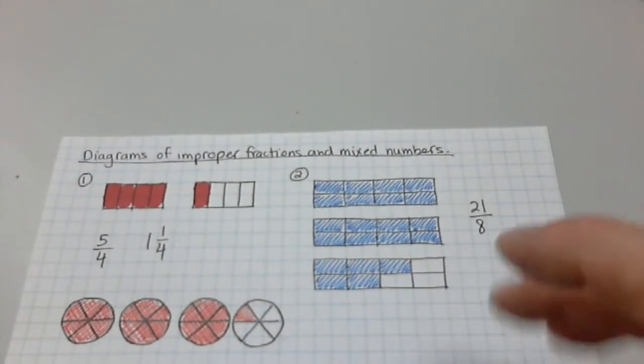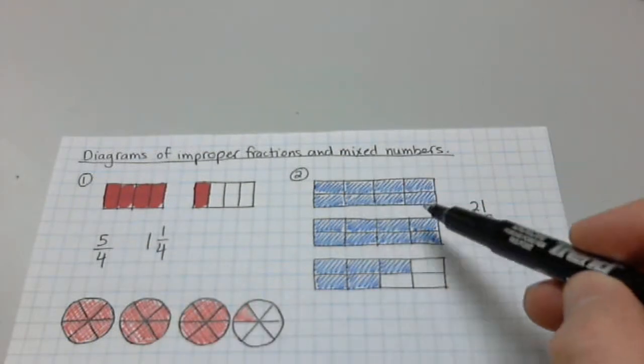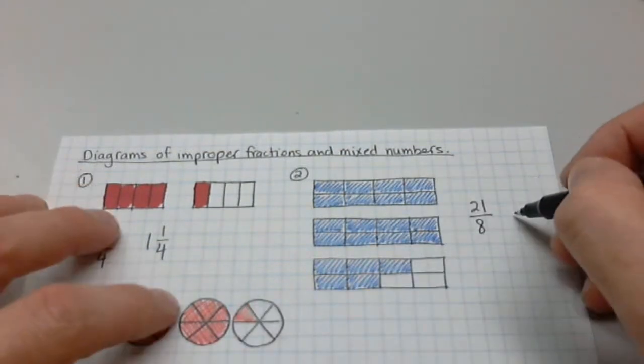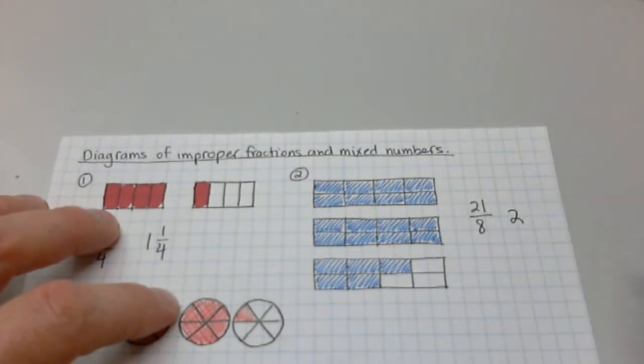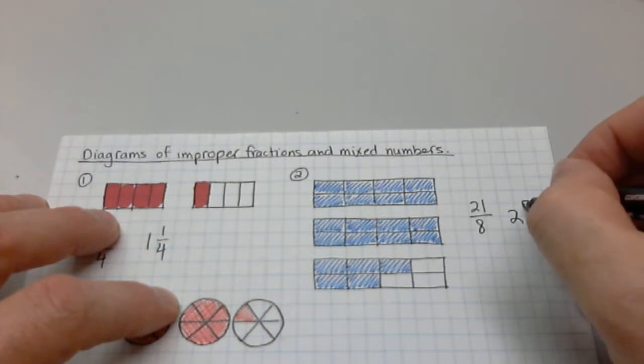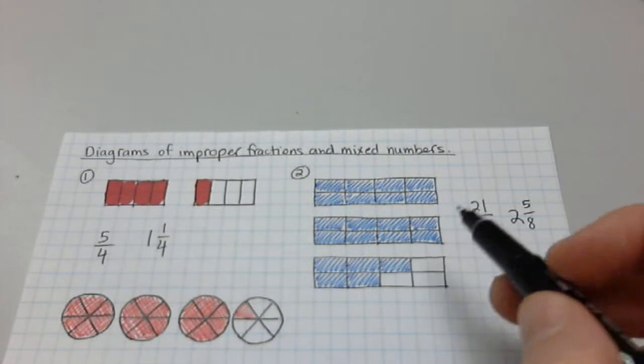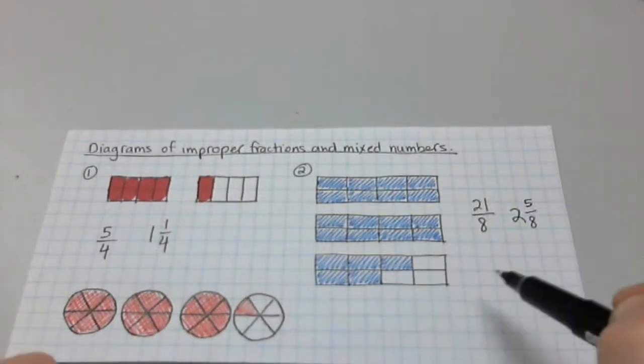Okay. The other way to look at it, like we did over here, we have a whole number and a fraction together. There are 2 fraction strips that are totally colored in. So that's going to become my whole number. And then of these last 8, 5 of them are colored in. So I'm going to say that it's 2 5/8. That is the other way to write this diagram as a number.